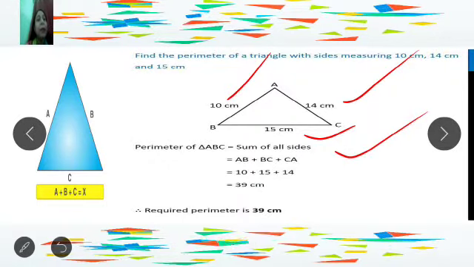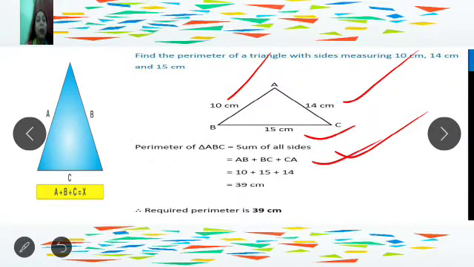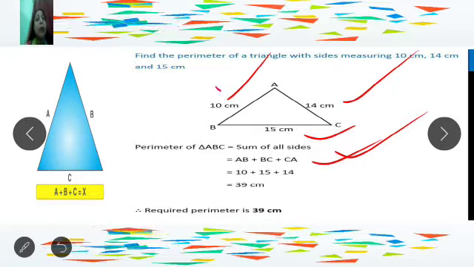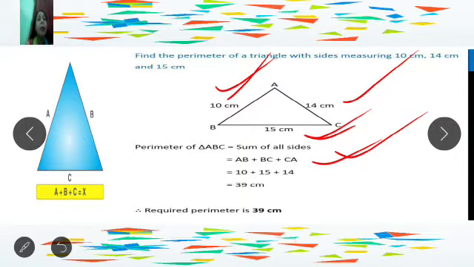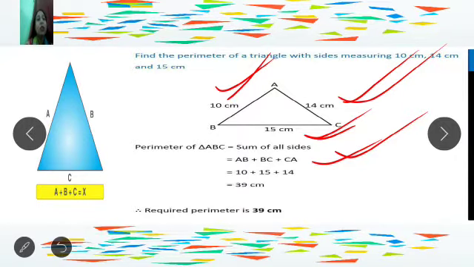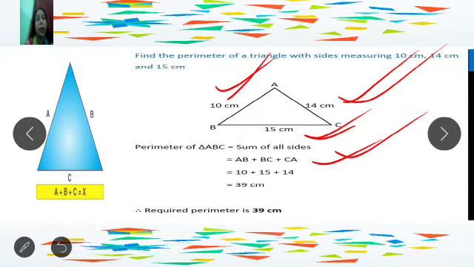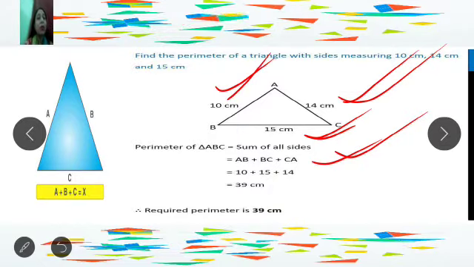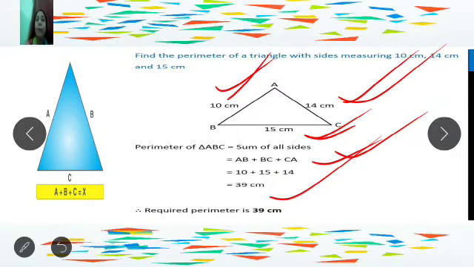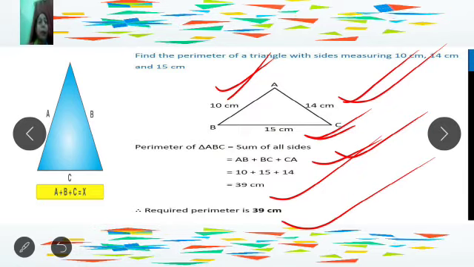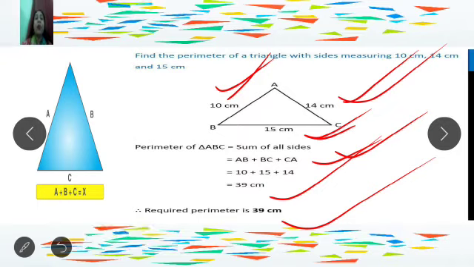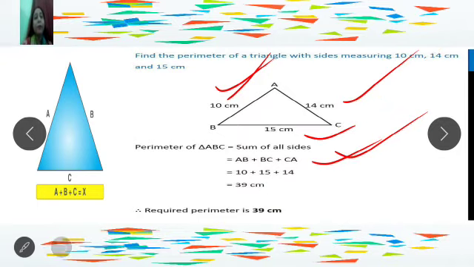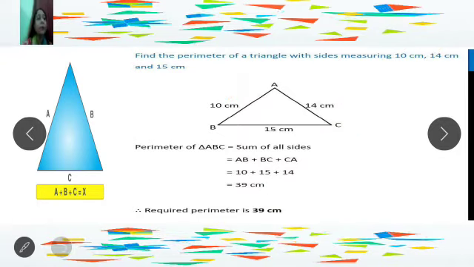So AB plus BC plus CA, I have written over there. AB is 10 cm, BC is 15 cm and CA is 14 cm. If you add those sides, you will get 39 cm. So this is our answer. The required perimeter is 39 cm. Okay, this is very simple. You just add all the sides. Is that clear, children?